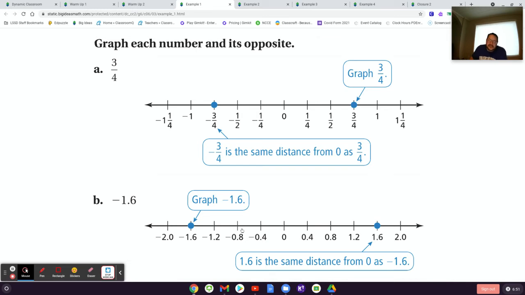And then you'd number the negatives the same way. So whatever scale you're using on the right-hand side of 0, use that same scale on the left-hand side of 0. And there's our negative 1.6. Boom, done. There we go.